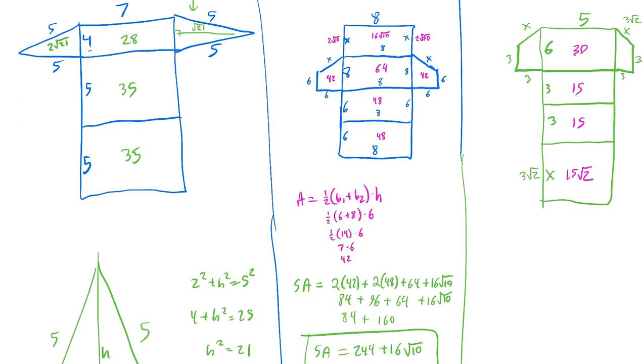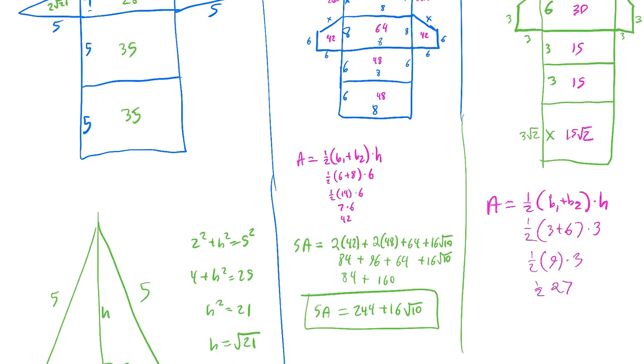And then we have to find the area of that trapezoid. So the area will be 1/2. You add the two bases and you multiply times the height. And so in that trapezoid, the bases are a 3 and a 6, and the height is a 3. So that's 1/2 9 times 3, or 1/2 of 27, or 27 halves.